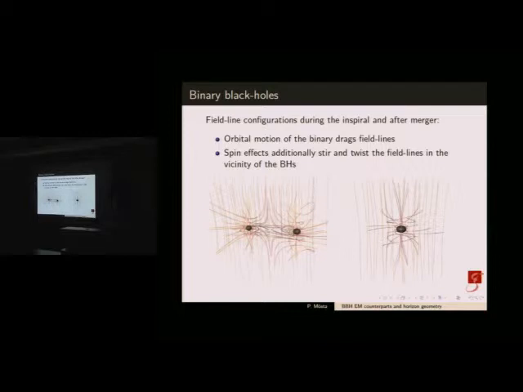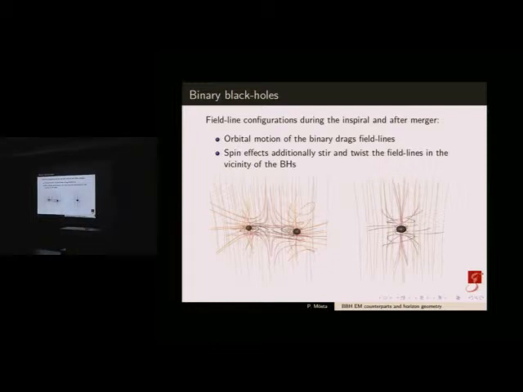And so basically there's a deformation of the field lines due to this effect. And on top of that, if the black holes are spinning, you get this extra contribution that we were already seeing for a single black hole. So if you look at this here, the magnetic field is in gray and the electric field is in red. And these are the two black holes during the spiral.